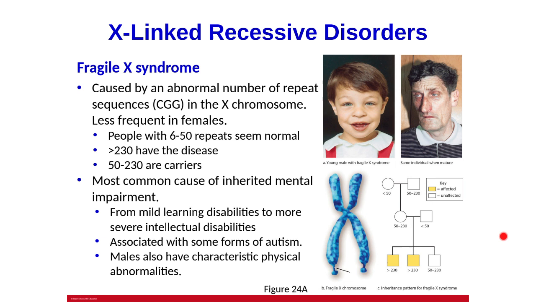Okay, and here we can see a lineage where we have individuals who are actually unaffected. So this is a female here who has less than 50 repeats. Here we have a male who's a carrier, with 50 to 230 repeats. He's unaffected, but he's a carrier. Now they have a daughter. Remember, circles are daughters. She's also a carrier because she has 50 to 230 repeats.